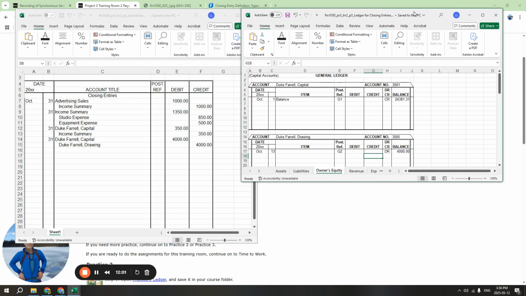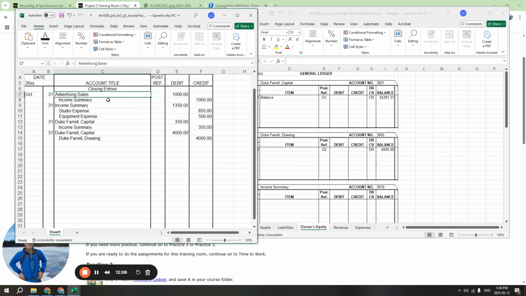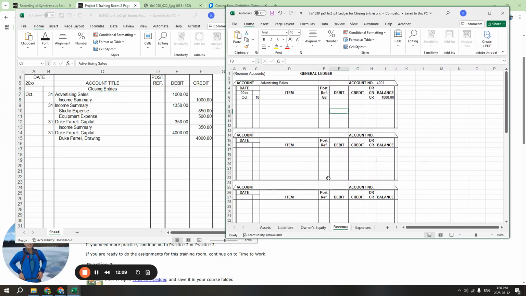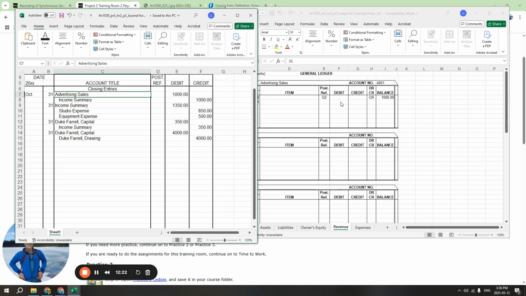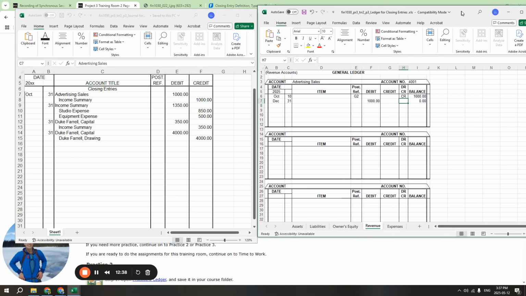And then we'll arrange this over here. Okay. All right. Advertising sales. So sales is a revenue account. Don't forget to change the date. On December 31st, we're going to put in a debit entry of $1,000. So it had a credit of $1,000. Now we're going to debit $1,000, so then there's a zero balance. And we don't need to indicate whether this is a credit or a debit because zero is zero.